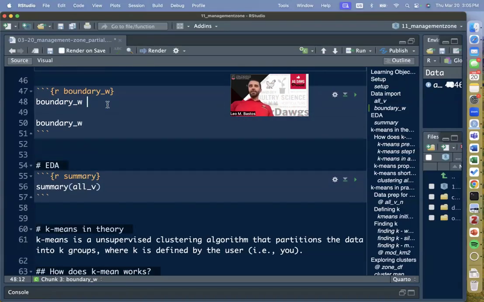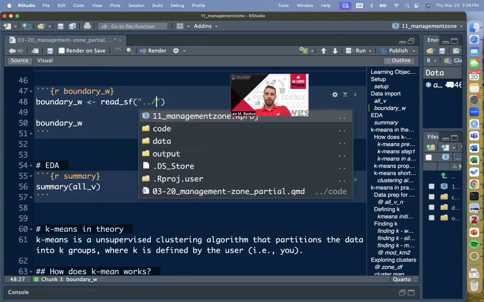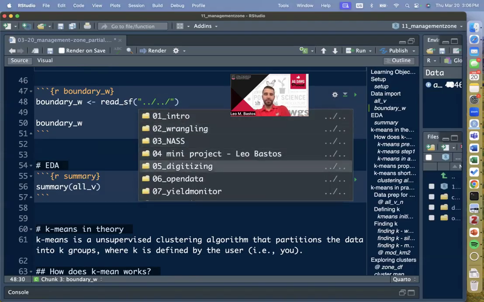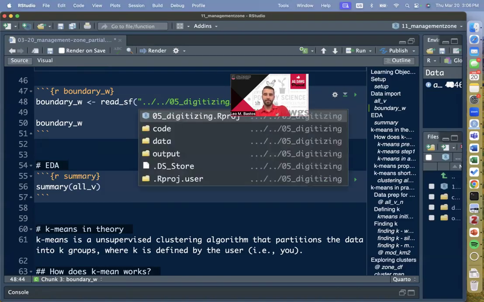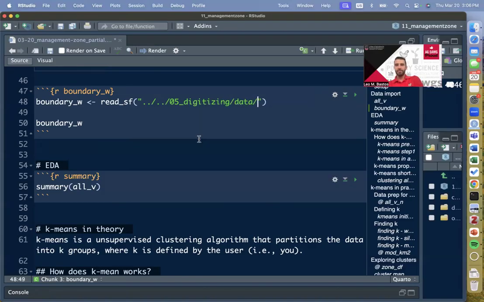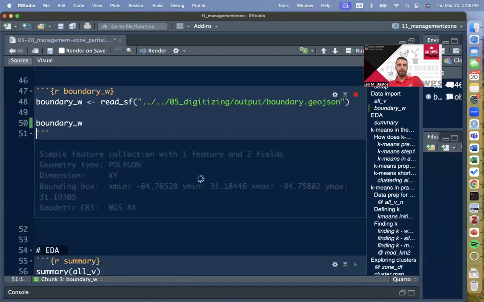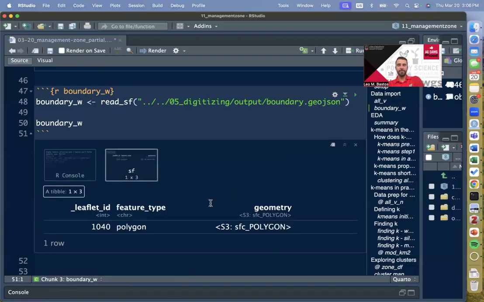I also want to bring in the boundary so we can always bring the boundary into our plots. Let's do a read_sf. We've done this a few times already, so you should be familiar with how to get this, but we need to get all the way out of this project. So .. to get outside code, to get outside the project. We go inside 0.5 digitizing, we go inside of data, or I think in this case it's output actually. We go inside output and it's boundary.geojson. We can run that and print it. This is just our boundary.